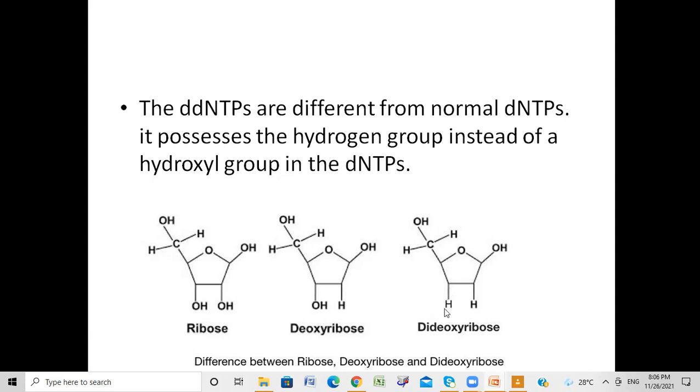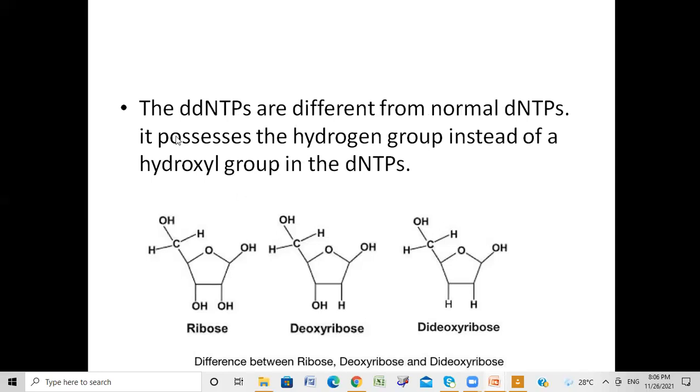So the OH group which is needed for further phosphodiester bond formation is not available when a dideoxyribose nucleotide comes and adds to the chain. This is the principle used in the chain termination method, or the Sanger method, or the first generation method, or dideoxynucleotide method of DNA sequencing.